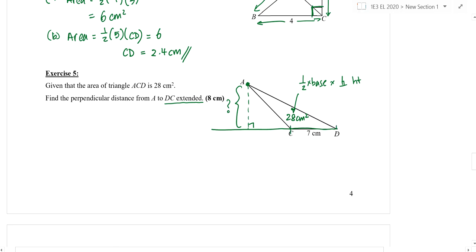They have given you in the question that the length of CD is 7 centimeters, and what this perpendicular distance over here from A to DC extended, wouldn't it be the corresponding perpendicular height as long as we set CD to be the base? Okay, so let perpendicular distance be H cm. In other words, our area, half times of base, which is 7, times H, this is going to give us 28. Please solve for your value of H.